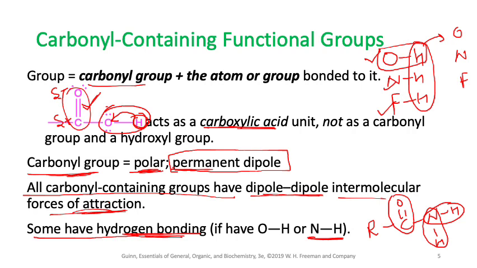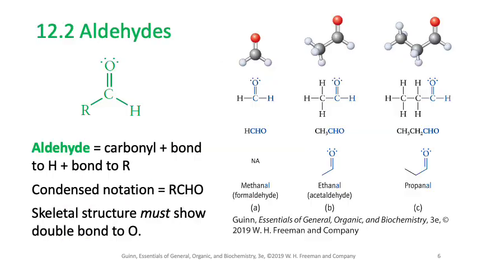So this is just a basic overview, so that when we go into the actual functional groups, you should be able to understand why they are making a hydrogen bond and why some of them cannot make a hydrogen bond, right? So let's get to the next slide and talk about the actual functional groups, right? So now let's get started with our first functional group that contains a carbonyl group, which is an aldehyde.